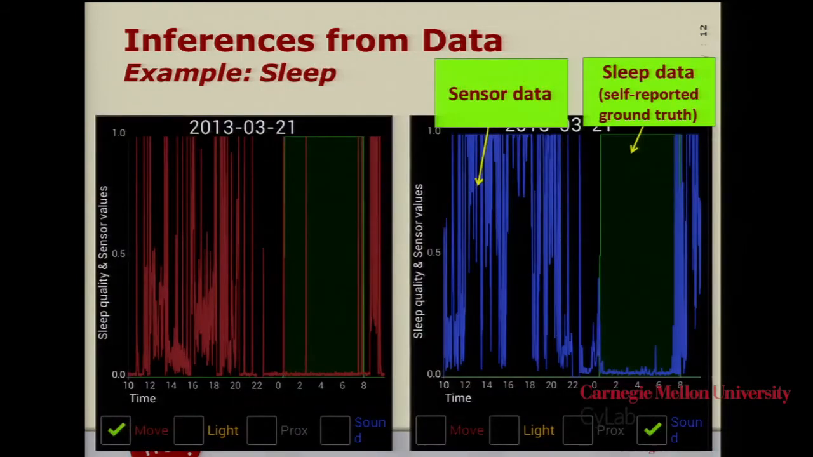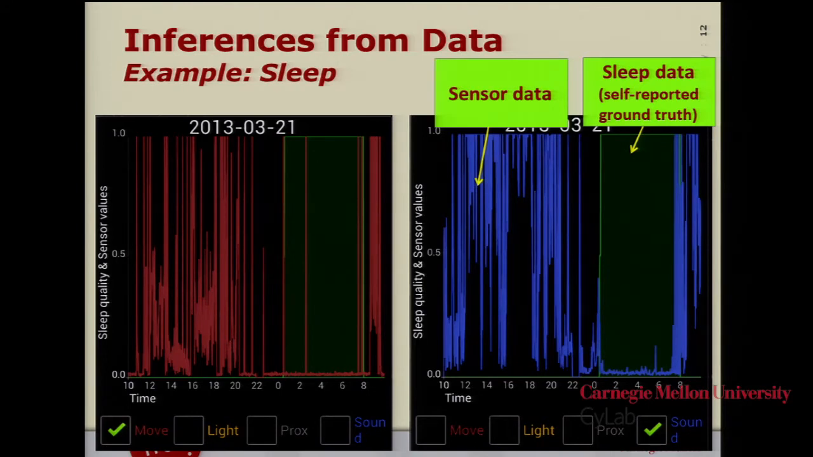Now this is just one example of inference. Let me tell you about another kind of inference. Can we infer if someone is sleeping or not, just based off of their smartphone sensor data? Here is motion data, and here's ground truth data, the highlighted area here. Just based on this data, you can see where this person went to sleep and where this person woke up.